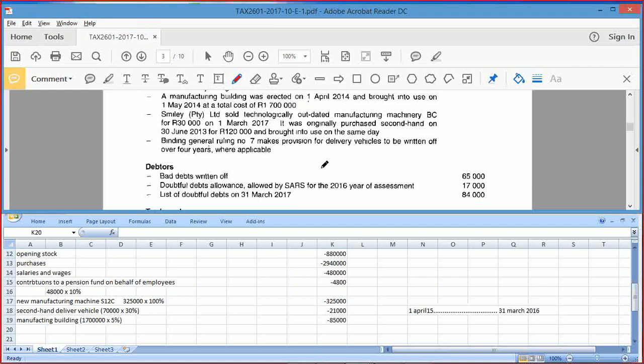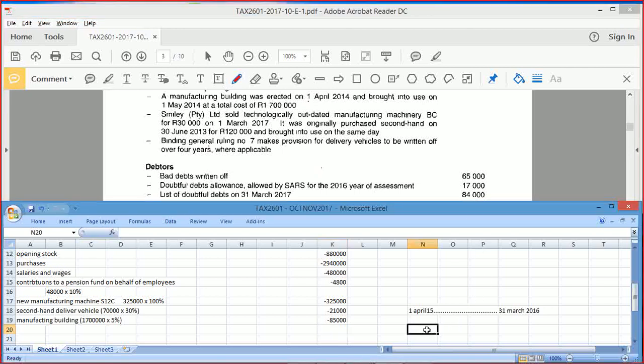Okay. What's next? What's next is the manufacturing that Smiley sold: technologically outdated manufacturing machinery for 30,000 on the 1st of March 2017. What are you thinking about? I'm thinking about recoupment. Capital gains, basically, right? Yes, sir. So you look at the whole capital gains story in terms of the allowances that you could claim here. If Smiley sold technologically outdated equipment for 30,000, that's a disposal, right? Yes, sir.